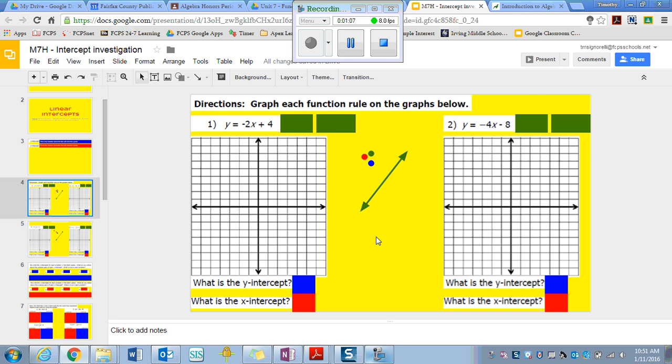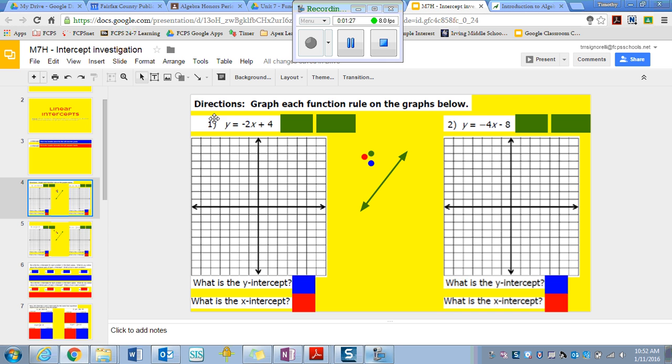Now, the other day in class, we focused on graphing a line using something called slope-intercept form. That was where we had y is equal to mx plus b, where m represented the slope and b, the constant, represented the y-intercept, specifically the y-coordinate of the y-intercept.